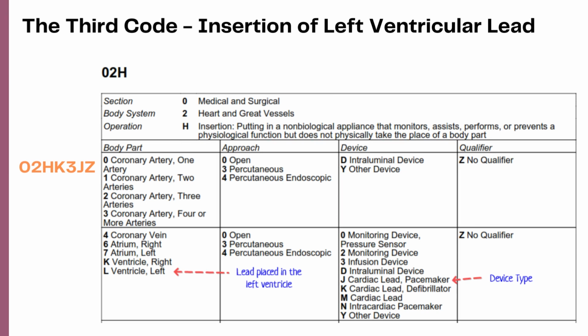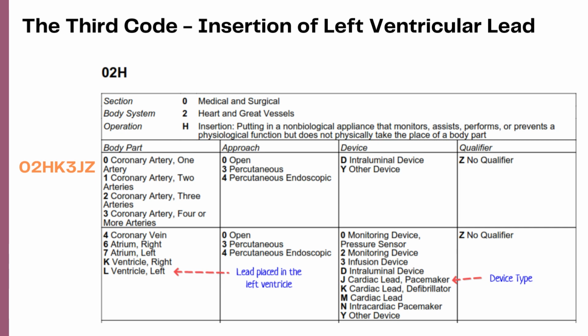The third code is for the insertion of the lead into the left ventricle. It's a similar code to the right atrium, but the body part is different. So the section is medical and surgical. Body system is heart and great vessels, again since the lead is placed inside the chamber of the heart. Root operation is insertion. For the body part, we would code it as left ventricle, L. Approach is percutaneous. Sixth character would be cardiac lead of a pacemaker. The seventh character is Z, which is no qualifier.